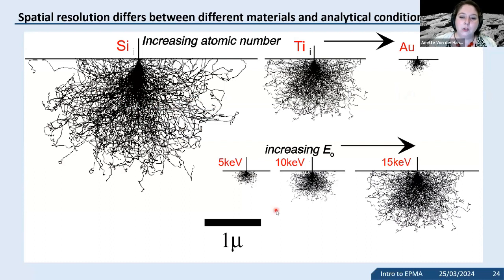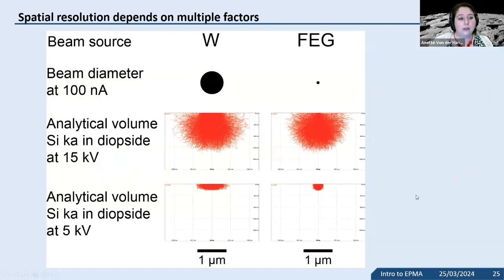And then what we can do as an analyst is we can change the accelerating voltage of our analysis. With increasing accelerating voltages, we get larger and larger spatial resolution. Now, you might say, well, then just always run at the lowest accelerating voltage, but we need a minimum accelerating voltage to generate certain X-rays. Again, their energy is kind of like the minimum energy that you have to put in to get a signal.